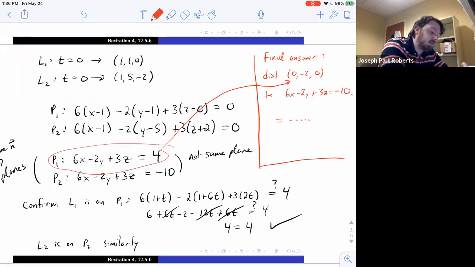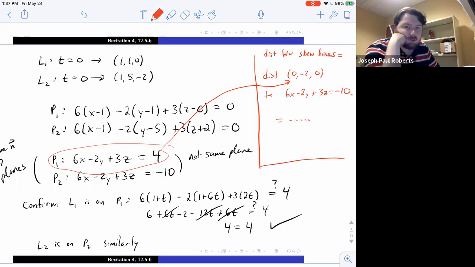I guess that's not your final answer, but yeah. The distance between skew lines is the distance from that point to that plane. So that's sort of the trickiest one.